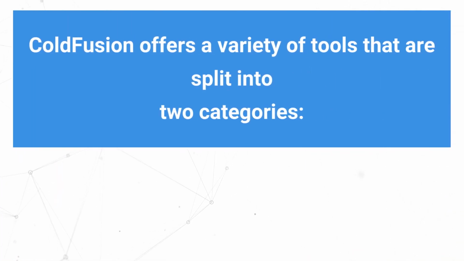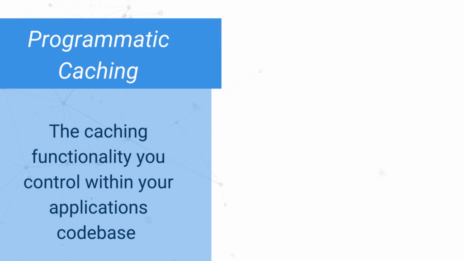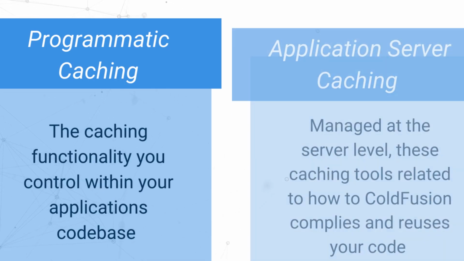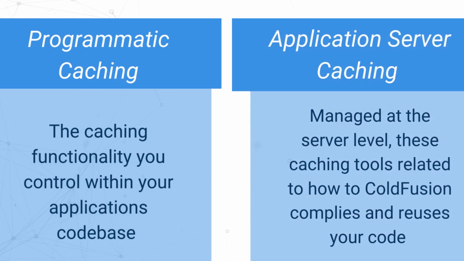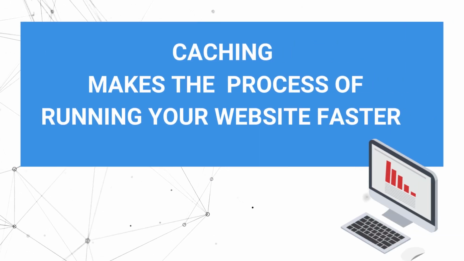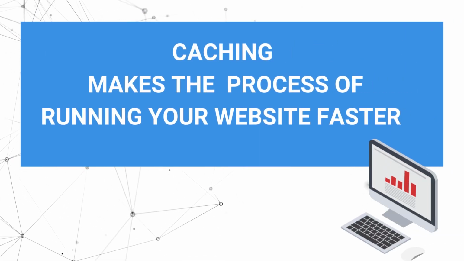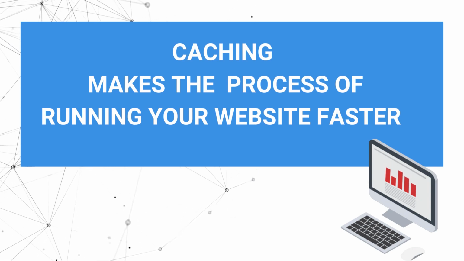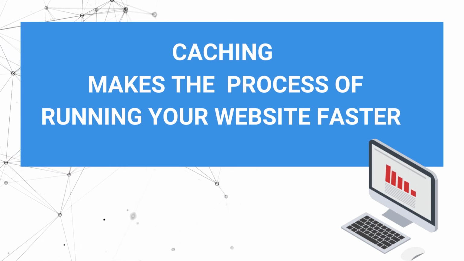ColdFusion has a variety of caching tools you can use. The tools can be broken down into 2 different categories: programmatic caching, which is caching functionality you control within your application's codebase, and application server caching, which is managed at the server level. These particular caching tools relate to how ColdFusion compiles and reuses your code. Caching makes things faster and more efficient because the computer can reuse the stored data instead of doing the same work over and over again.